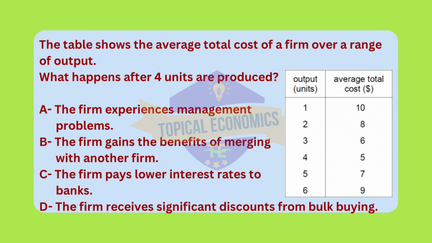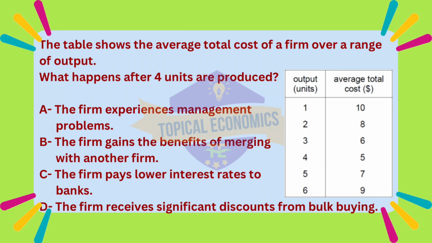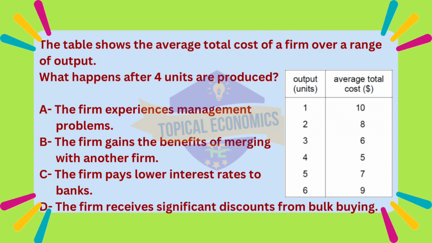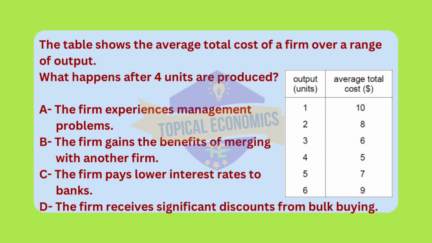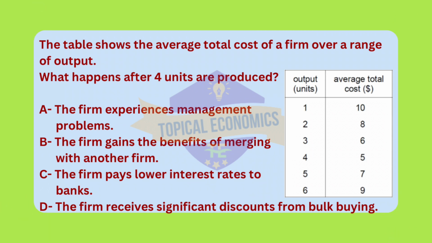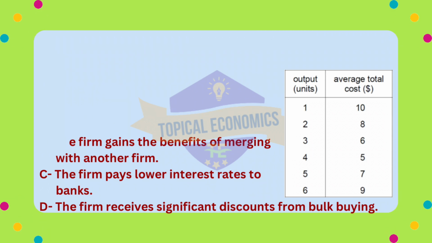This inefficiency can often result from management problems, such as difficulties in coordination, communication, and oversight as the firm grows larger. As a result, the firm may face higher costs due to factors like reduced control over operations, slower decision-making processes, and lower employee productivity. Thus, the increase in average total cost after 4 units of production is most likely caused by management challenges, making option A the correct answer.